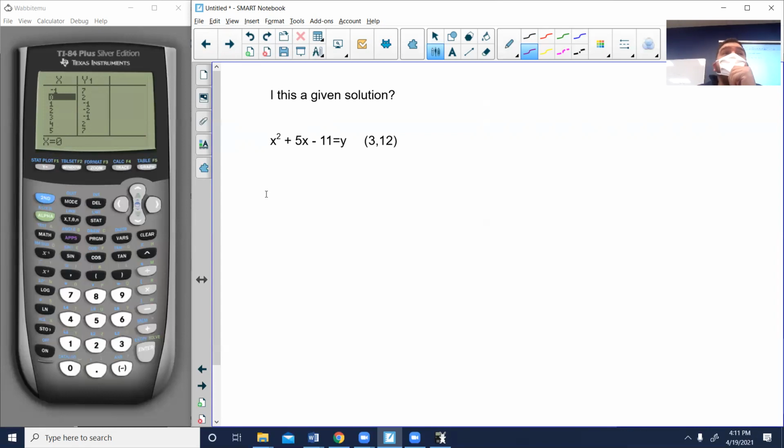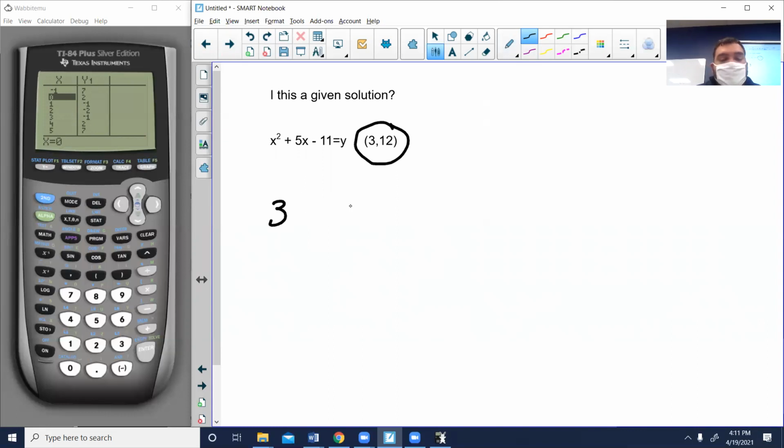All right, everyone, next question. X squared plus 5x minus 11 equals y. This is how your question is going to look. You have a parenthesis. Is this a solution? So this is very basic, nothing really special. You just plug in the numbers. I'm checking if this is a solution to that equation, so you plug it in. It's a fraction. 3 squared plus 5x.